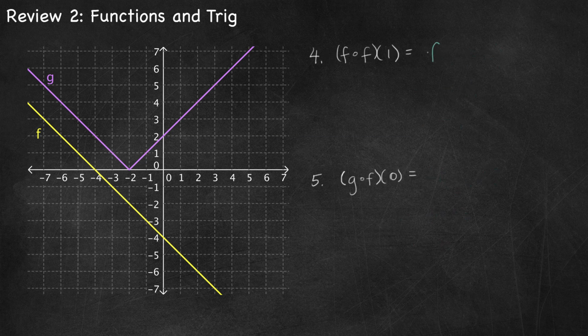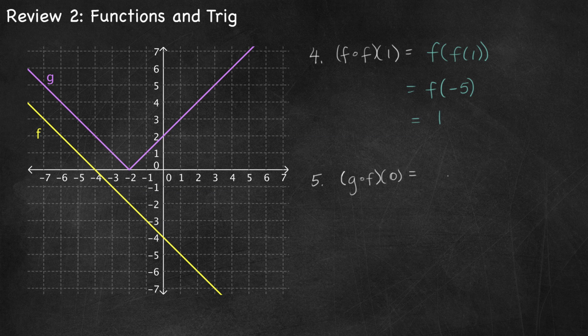Number 4, we want f of f of 1. f of 1 is negative 5. So this is f of negative 5. And then we look at the graph of f at negative 5. Output value is 1. f of f of 1 equals 1.